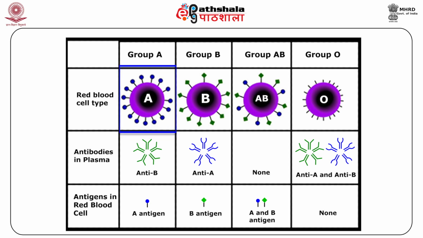Individuals with A blood group possess anti-B antibodies in their blood, while individuals with B blood group possess anti-A antibodies in their blood. Individuals with AB blood group neither have anti-A nor anti-B antibodies in their blood. Individuals with O blood group possess both anti-A and anti-B antibodies in their blood. The figure on your screen shows you the blood group antigens and the corresponding antibodies in the blood.